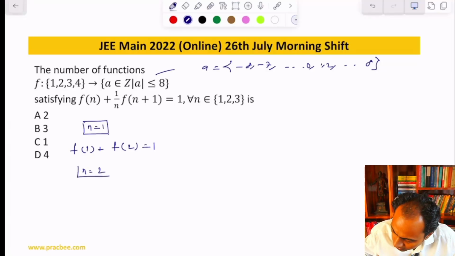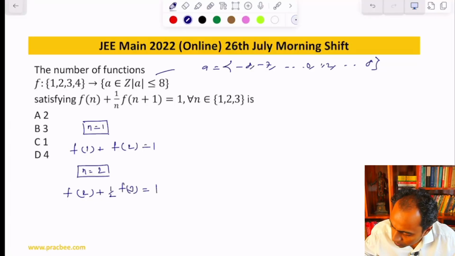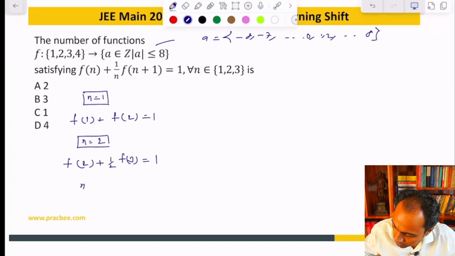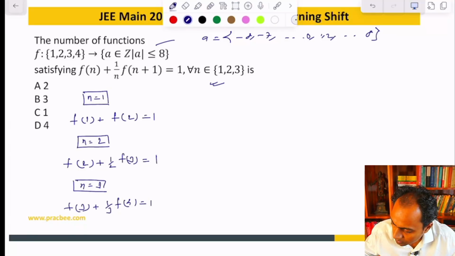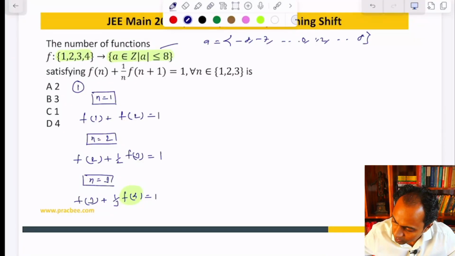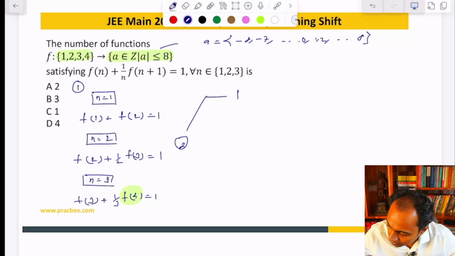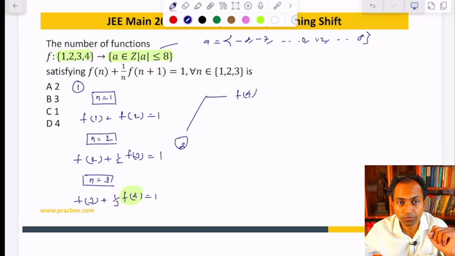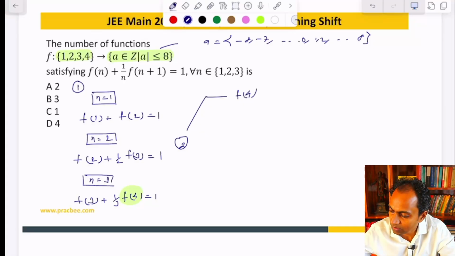Now if I put the value of n as 2, this becomes f of 2 plus 1 by 2 times f of 3, which is also equal to 1. And then if I put n as 3, because these are the only 3 values that are permissible to be substituted, then f of 3 plus 1 by 3 times f of 4 is equal to 1. Now in step 2, what we should realize is that this is possible depending on the value of f of 4, because mind here that 1, 2, 3, 4, all of them are getting mapped to integers. None of these values can be non-integer. So what can be the possible values of f of 4?